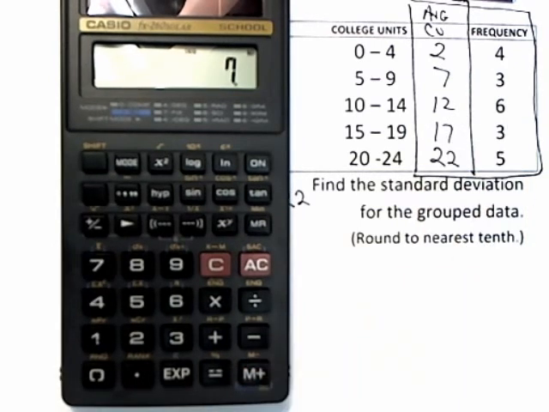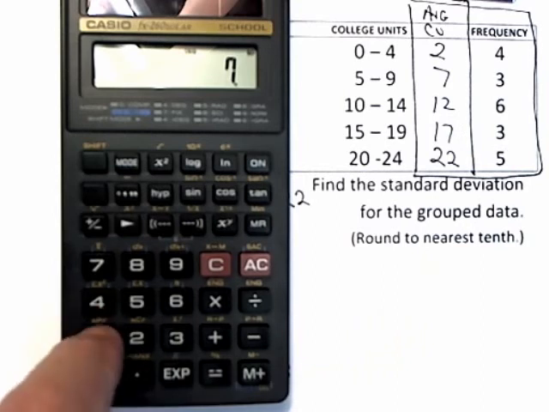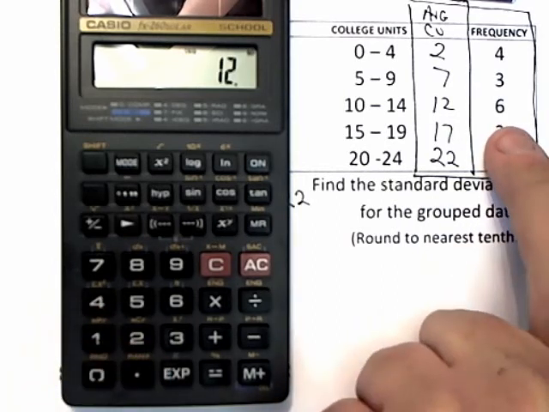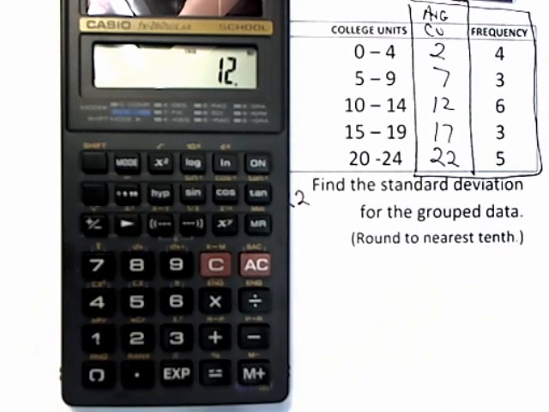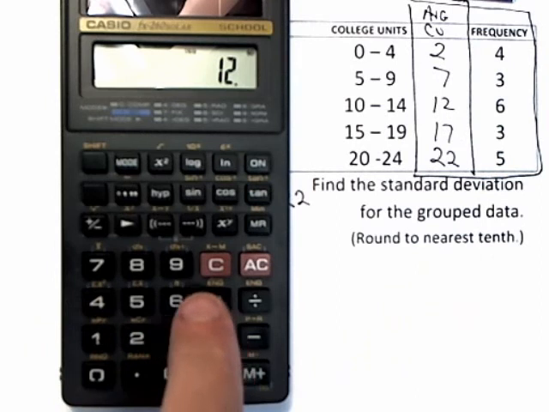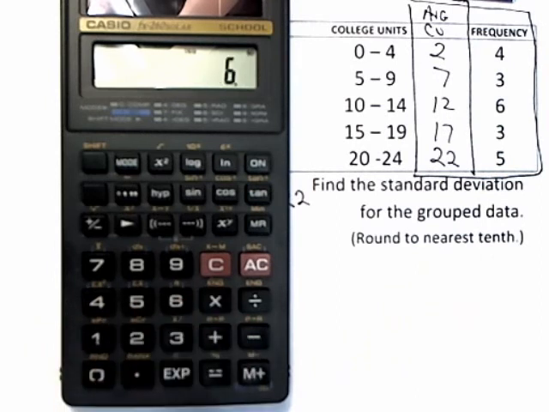Then I want to enter 12 6 times. Now I can type in 12 and hit M plus 6 times, but I want to again show you the little shortcut. You can save yourself a little bit of entry if you just say times 6. And when you're in stats mode, it's not literally multiplying 12 times 6. That's just a shortcut to tell the calculator that you want to put 12 in 6 times. And now when you hit M plus, 12 is automatically entered 6 times.